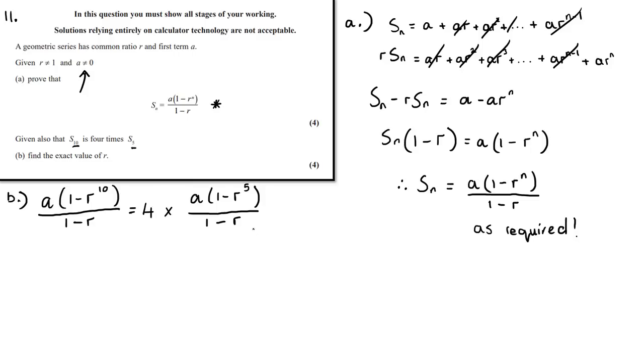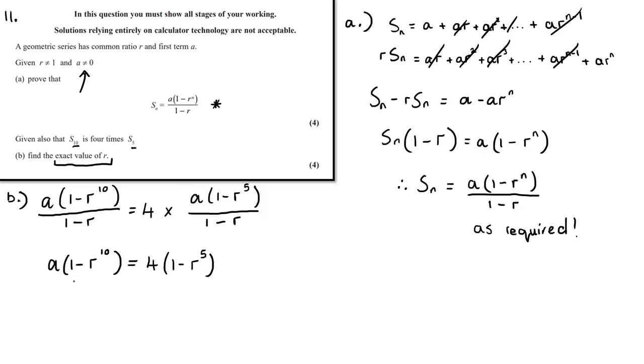Okay. And if we think about this now, as I've got 1 minus r as a denominator on both sides, if we times both sides then by 1 minus r, we eliminate the denominators and it becomes much easier to work with. So what I get then is a lots of 1 minus r to the power of 10 is equal to 4 lots of 1 minus r to the power of 5. Okay. So where do we go from here? Well, like we just said previously, we need to solve for r. That's what we're looking for. We're looking for the exact value of r. So at some point, we need to solve for r.